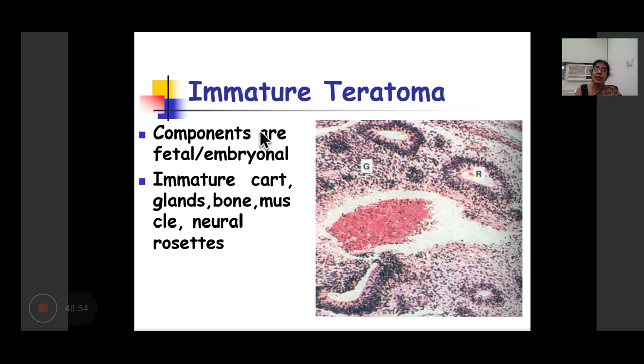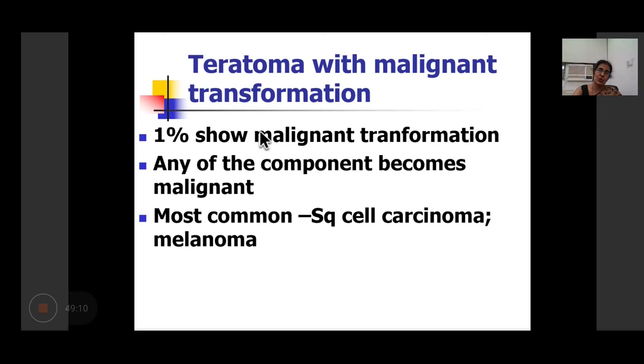So immature means our microscopic structures are similar. So it could be a developing liver, a developing spleen, a developing cartilage, developing mucus glands, developing bone, developing neural rosettes, and immature mesenchymal or muscle tissue. Uncommonly, a mature teratoma may show malignant transformation, which occurs only in 1% cases of mature teratoma, and any of the components can become malignant.